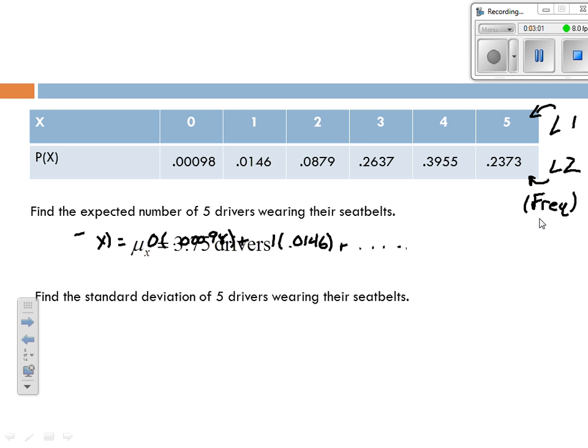Go ahead and plug that into your calculator. You'll find that the expected number of drivers out of 5, so close to 4 drivers out of 5, will have their seatbelts on. And then the standard deviation comes straight from that one var stats if you don't want to use the formula.